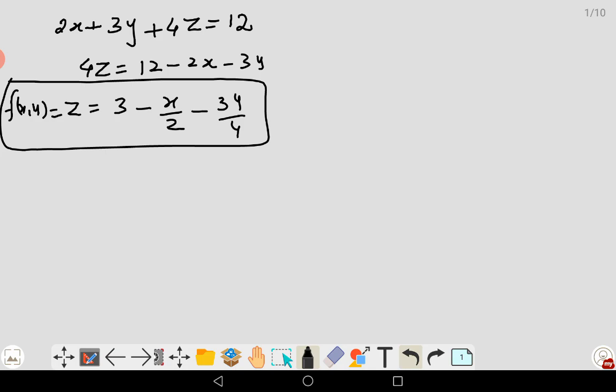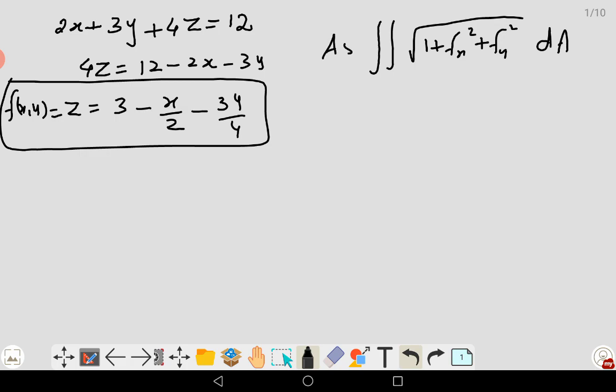for a surface integral, isn't it? The surface integral is, okay, we know the formula, double integral square root of 1 plus fx square plus fy square dA. This is the formula, isn't it? Area of the surface.